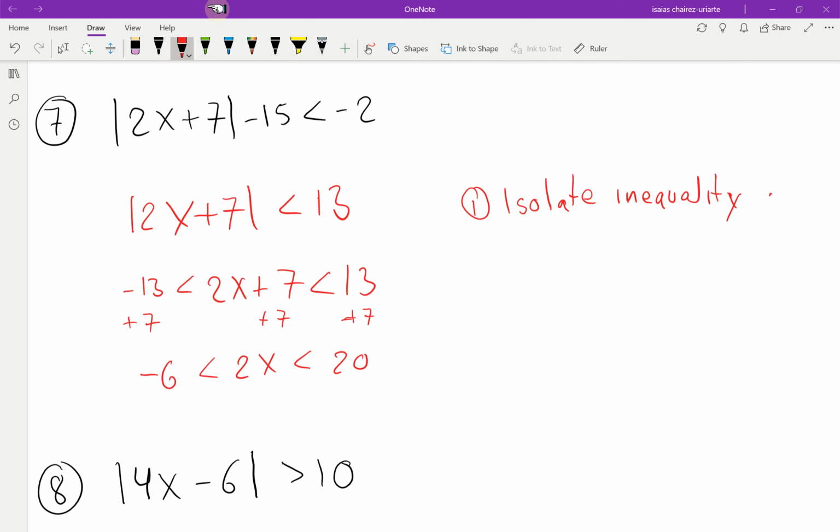And then remember that if you multiply or divide by something negative, the inequality sign changes. But right now I'm going to divide everything by 2. Okay, so then I end up with this. Negative 3 is less than x is less than 10. And now I just want to express this using interval notation.